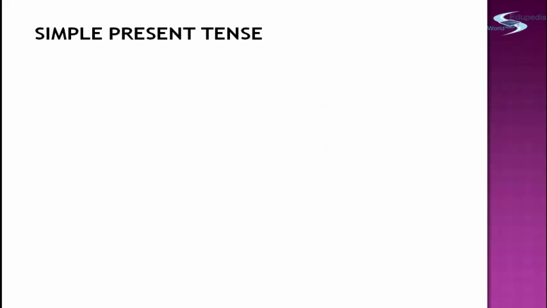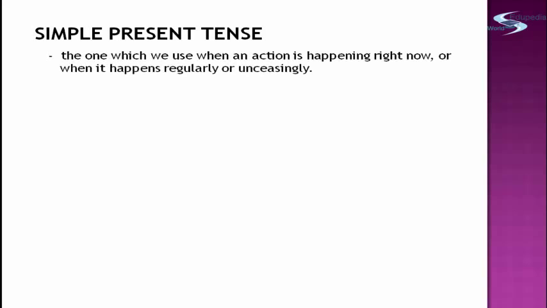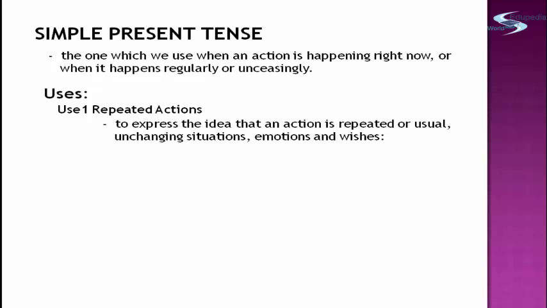Let's go to the simple present tense. This is the one which we use when an action is happening right now, or when it happens regularly or unceasingly. The following are the usages. First, it is used for repeated actions, to express the idea that an action is repeated or usual, and changing situations, emotions, and wishes.